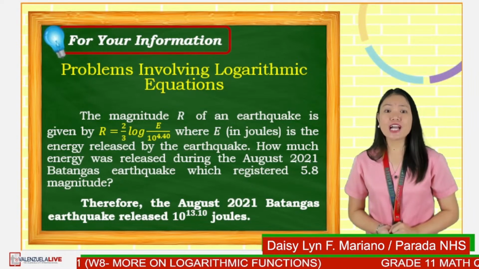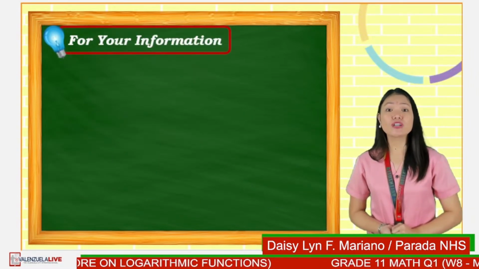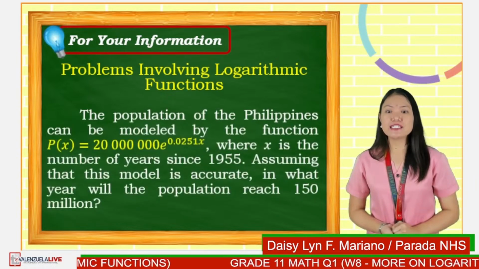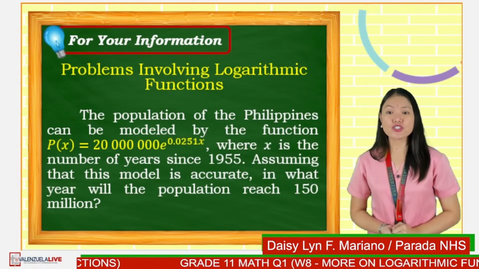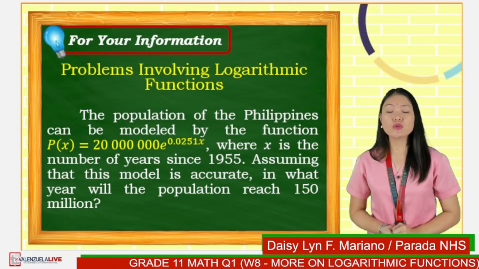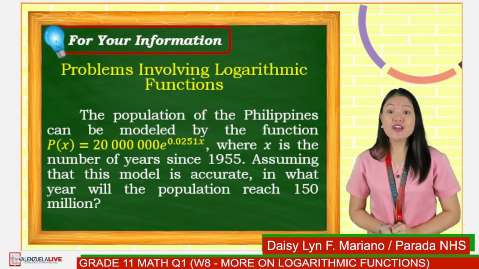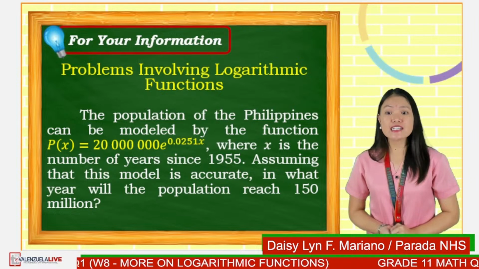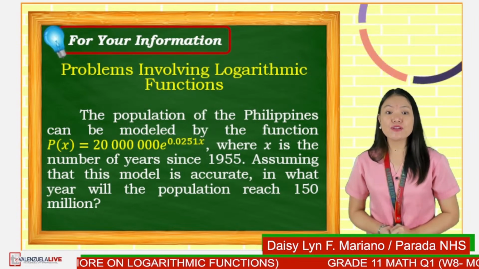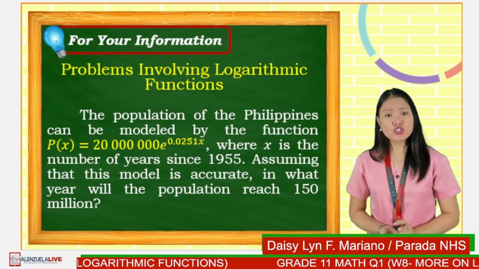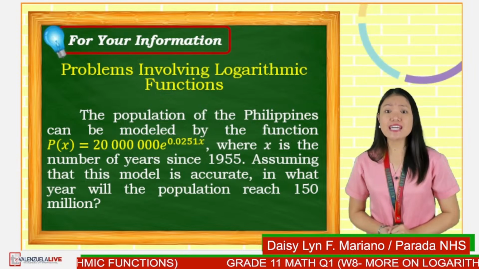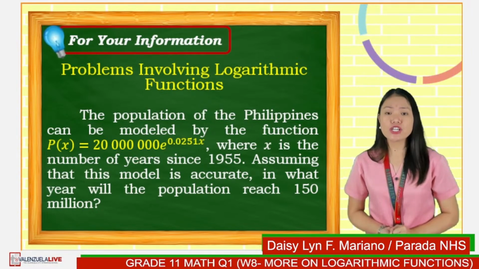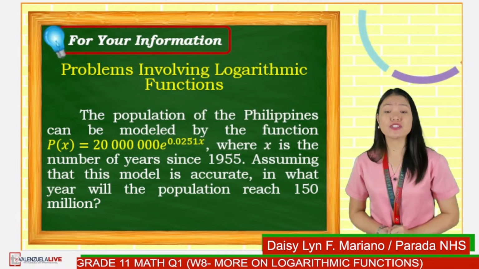Moving on to our second problem, which is about logarithmic function. The population of the Philippines can be modeled by the function P of x is equal to 20 million times e raised to 0.0251x, where x is the number of years since 1955. Assuming that this model is accurate, in what year will the population reach 150 million?